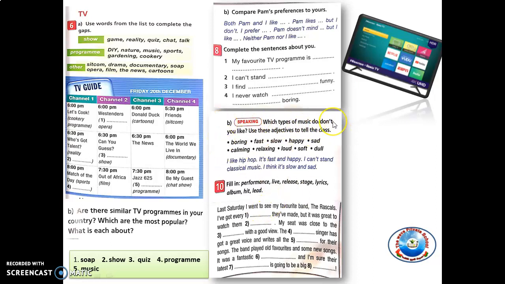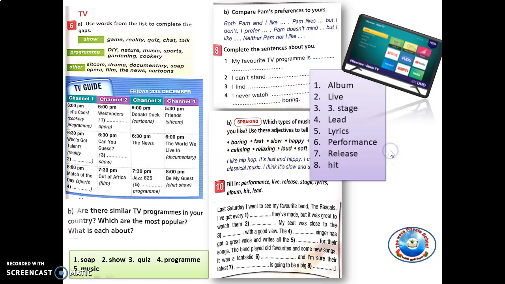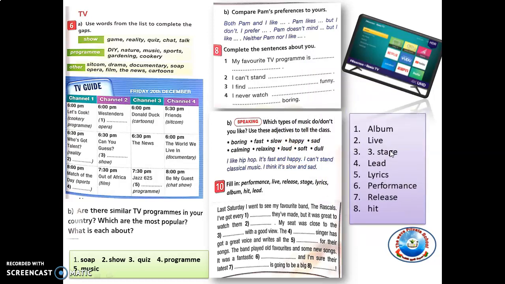Now we go to music. I know most young people, even the older ones, are fond of listening to music. There are so many kinds of music. So use the adjectives to tell the class about music that you listen to: boring, fast, slow, happy, sad, calming, relaxing music, loud music, soft, or dull. And then here, this is the answer in number 10. These are also vocabulary words for music.